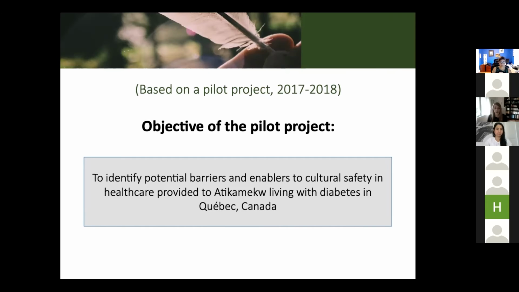So this project was based on a pilot project that was conducted in 2017 and 2018. And the objective of the pilot project was to identify potential barriers and enablers to cultural safety in healthcare provided to Atikamekw living with diabetes in Quebec, Canada.